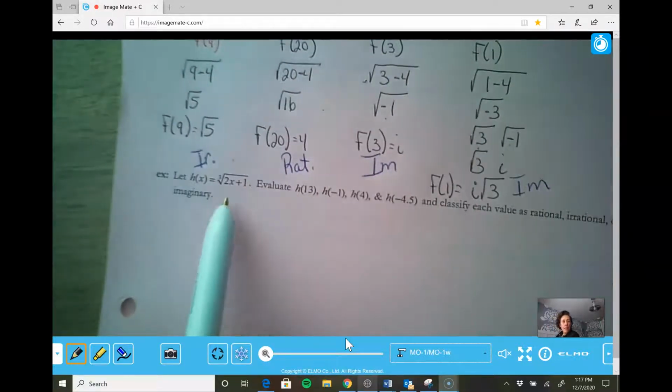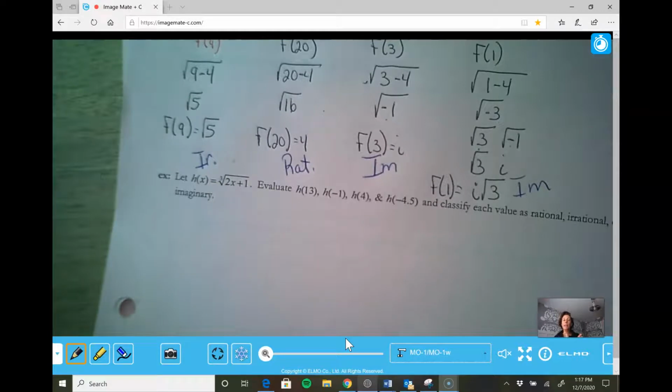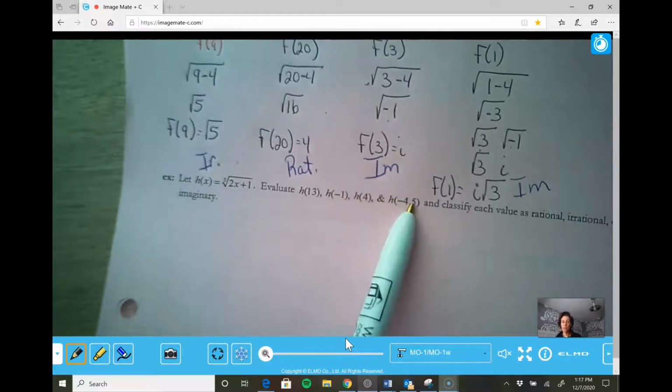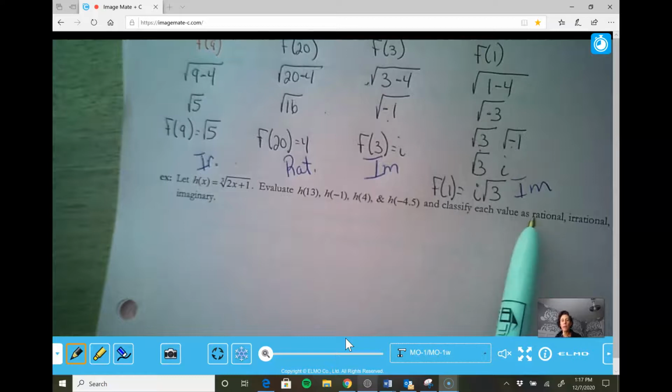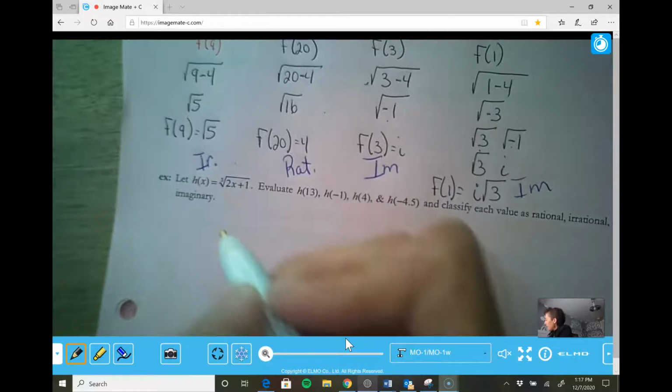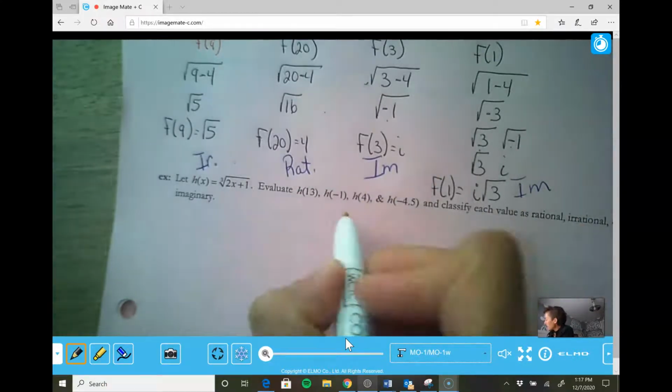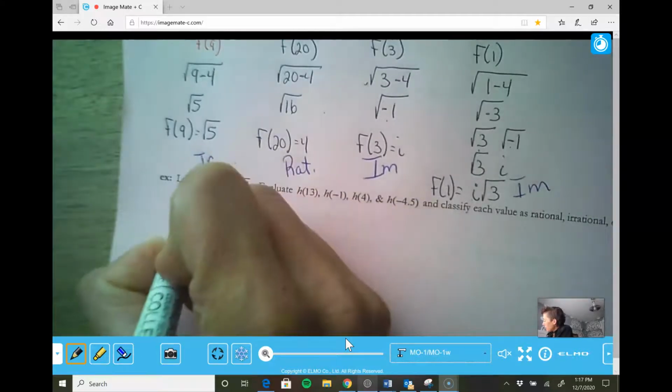So this time I'm working with a cube root. Cube roots, I have no problems. I can take the odd root of a negative number. I just can't take the square root of a negative number. So here, I already know that none of these answers are going to be imaginary. They're just going to be rational or irrational. And this is just us working on our cube roots. So let's take 13, put it in there first.